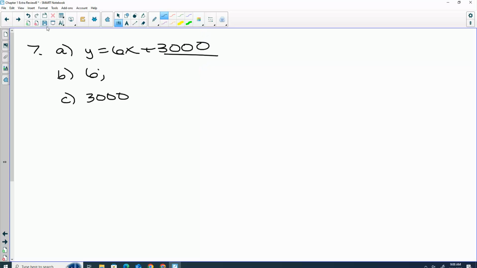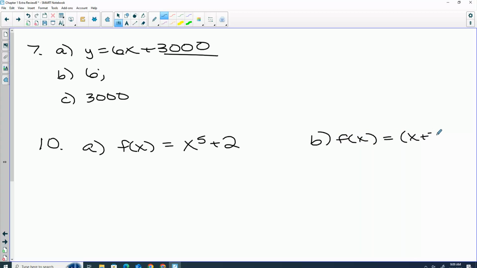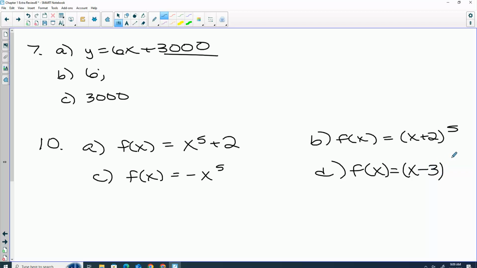Problem 10, you're just writing the equations. So part A, your function would be x to the 5th plus 2. B, left is on the inside, so it would be x plus 2 to the 5th. C, if you reflect over the x, it means you're making your y's negative, so a negative out in front. D, right would be on the inside, so x minus 3 to the 5th, and down 1, so a minus 1 on the end. Are those okay?